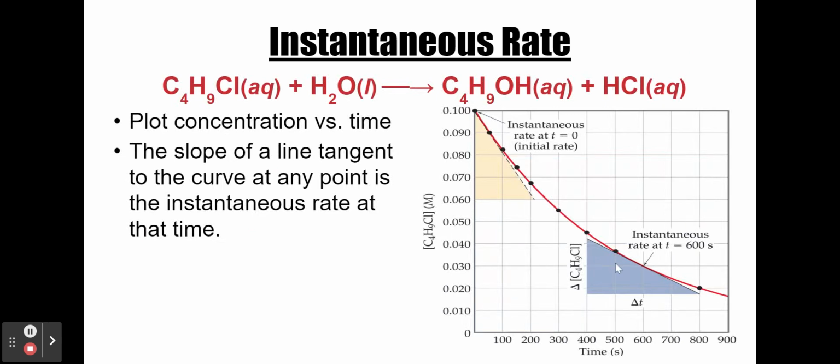Then we calculate the slope by figuring out the rise over run for our triangle. So you get the change in the concentration of C4H9Cl over the change in time, whatever that is.